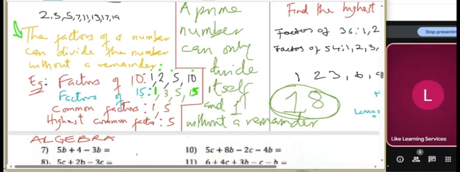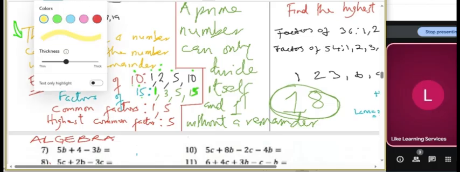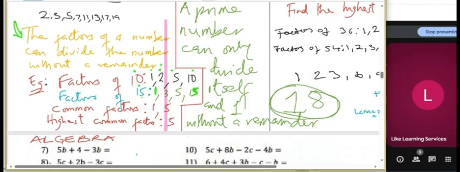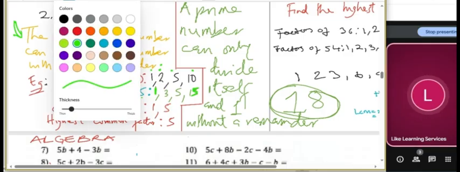Okay, so what are the common factors for 10 and for 15? The ones that are common. Like what you find in 10 and you find in 15. Go ahead. What are the common factors?